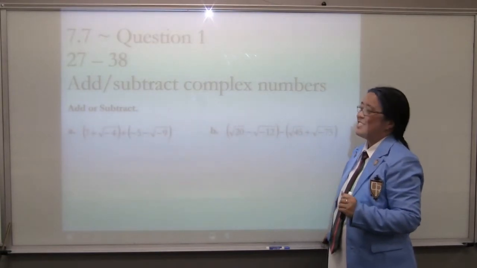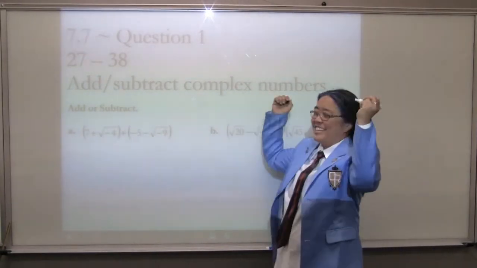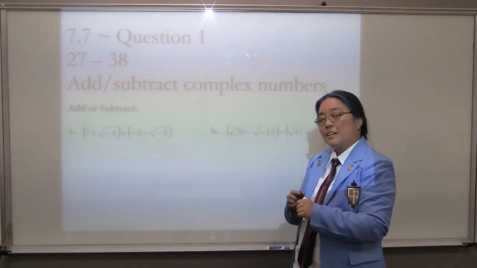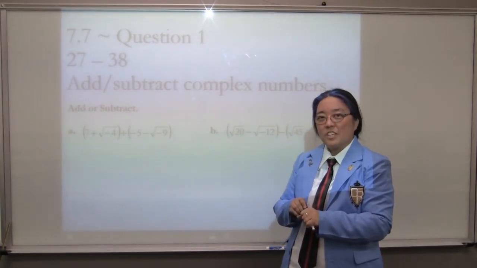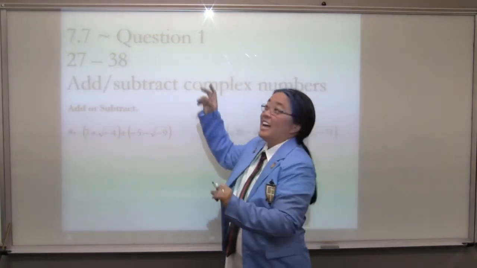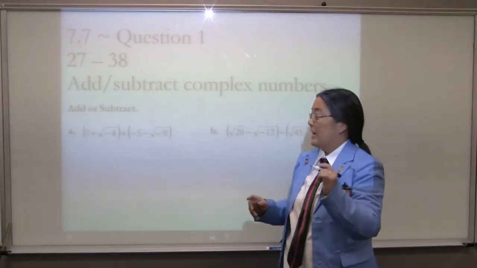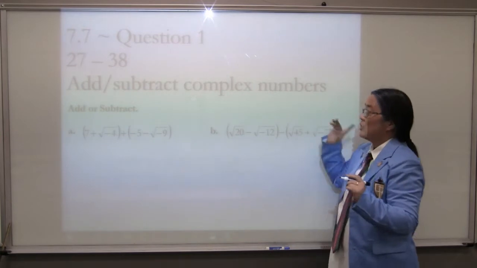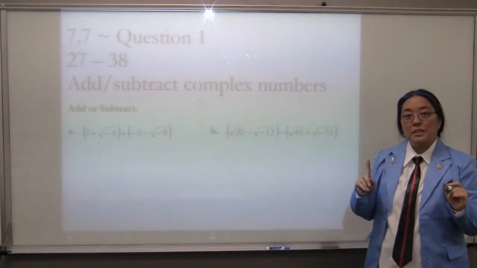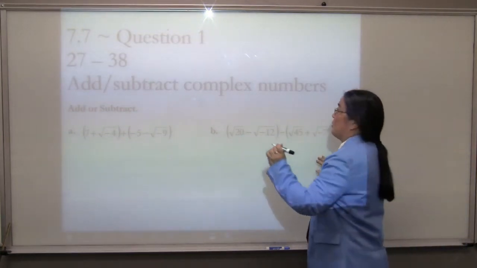Chapter 7, Section 7, Question 1. Haha, the last section! Not only is it the last section, but this is the section where we learn about imaginary and complex numbers. Ooh. Alright, so in good news, you actually already know almost everything there is to know about imaginary and complex numbers.